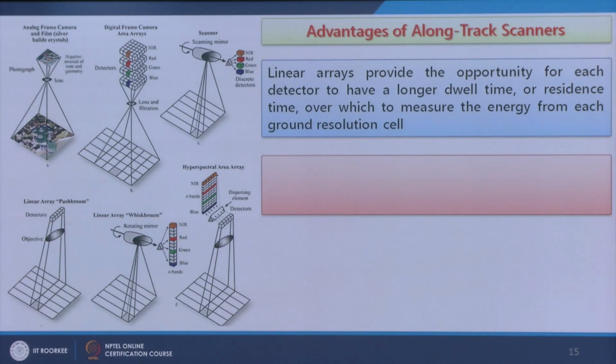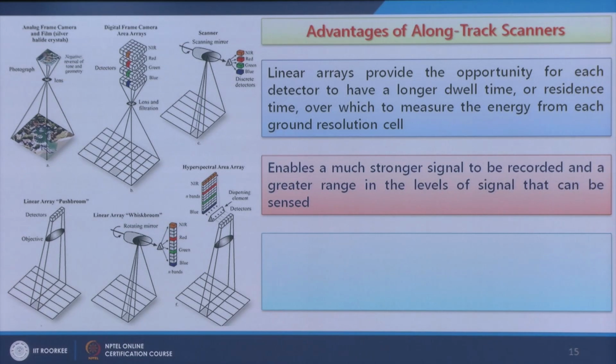There are advantages with along track scanners. The linear arrays provide the opportunity for each detector to have a longer dwell time or residence time over which to measure the energy from each ground resolution cell. That is the advantage with the along track scanner: it enables a much stronger signal to be recorded, and a greater range of levels of signals can be sensed.